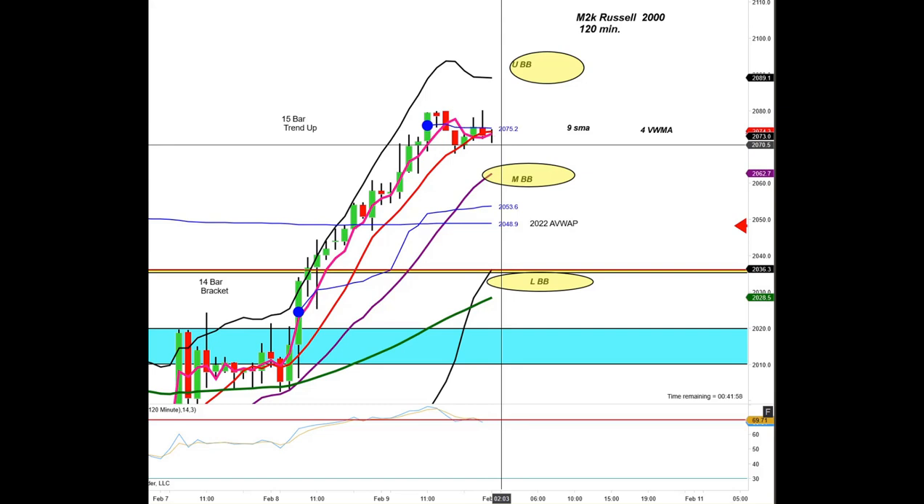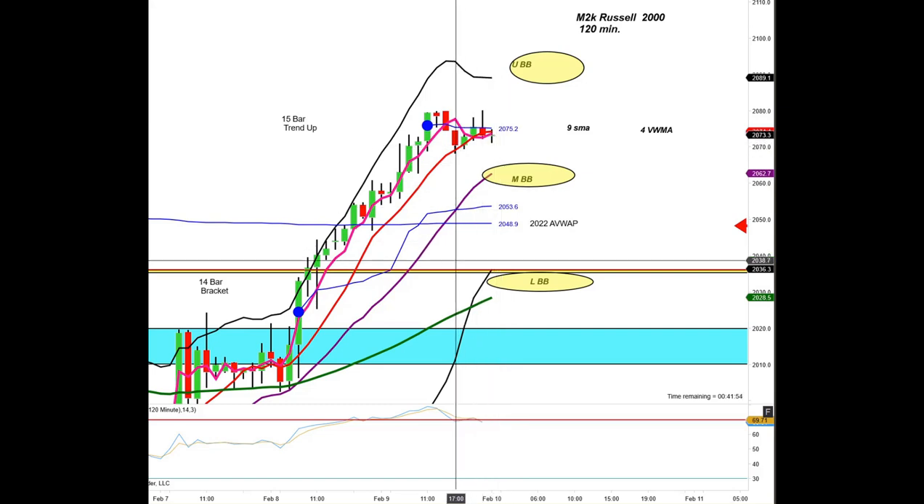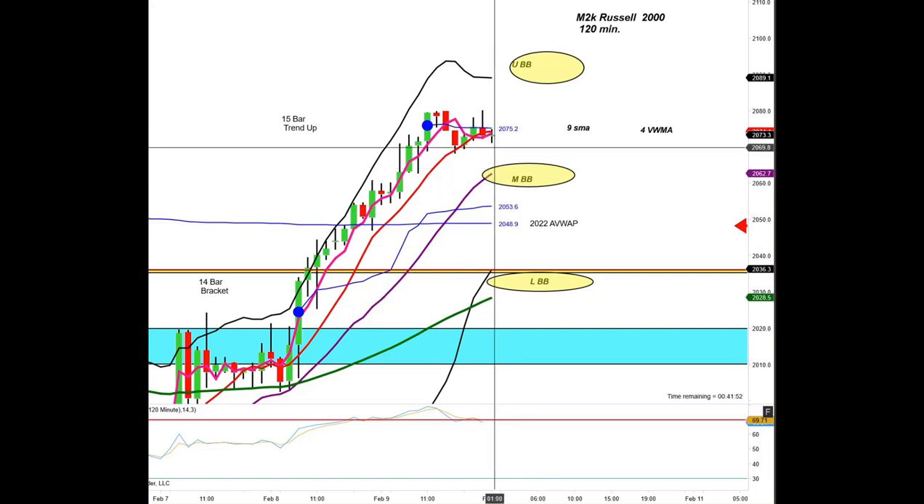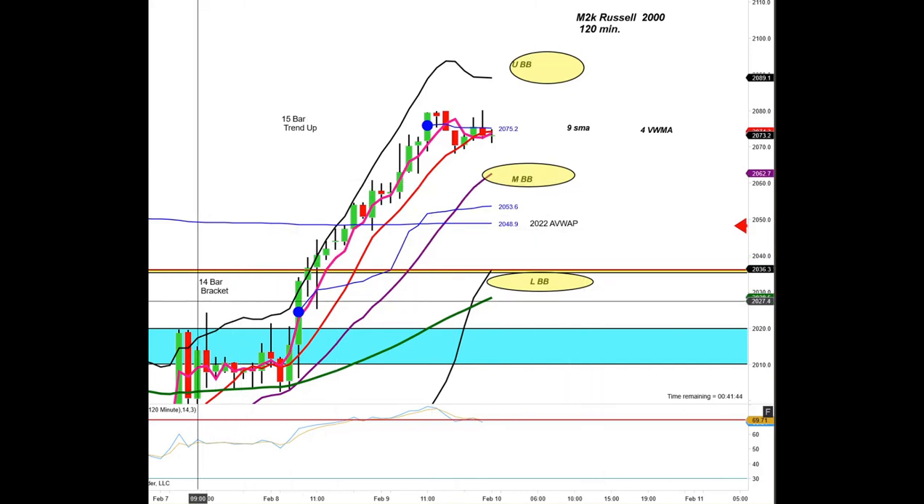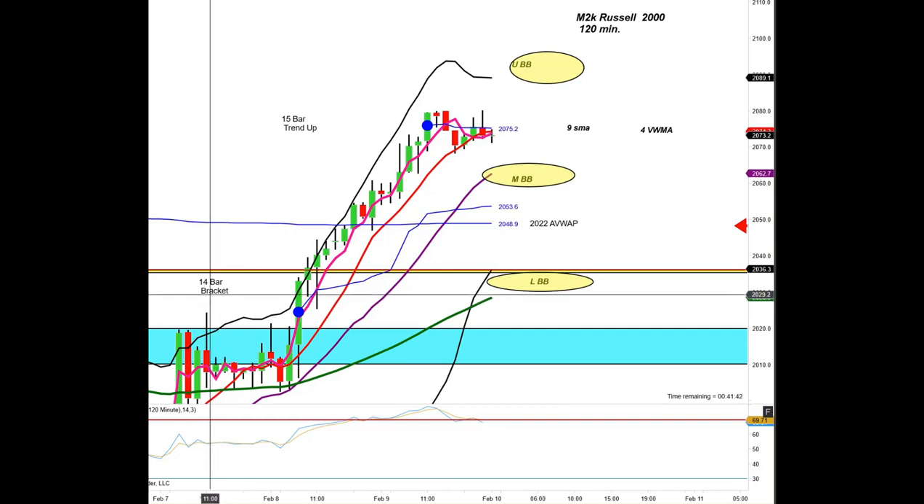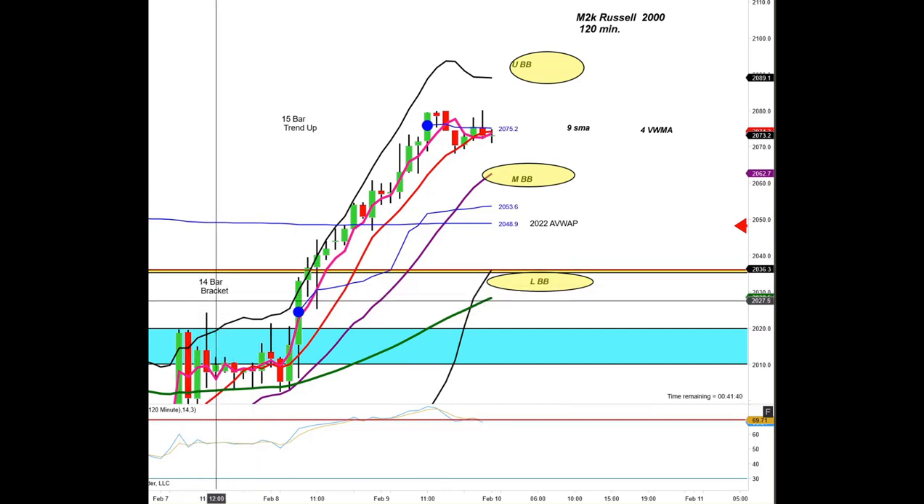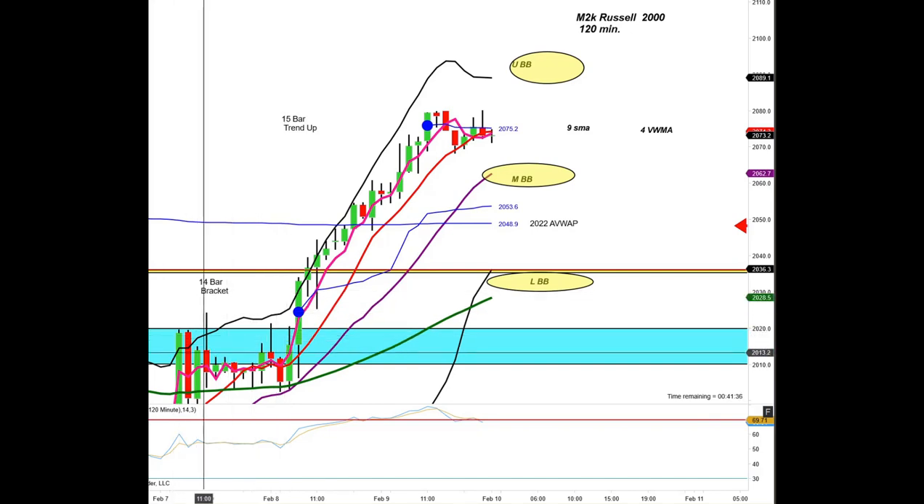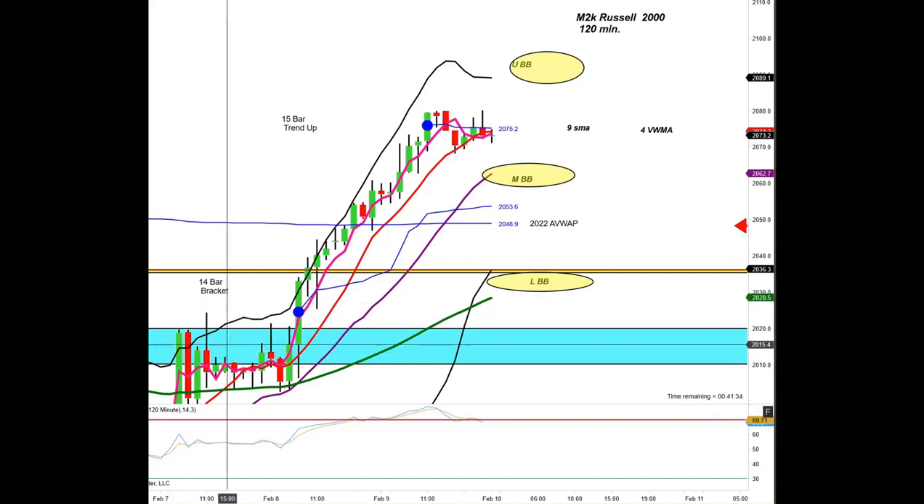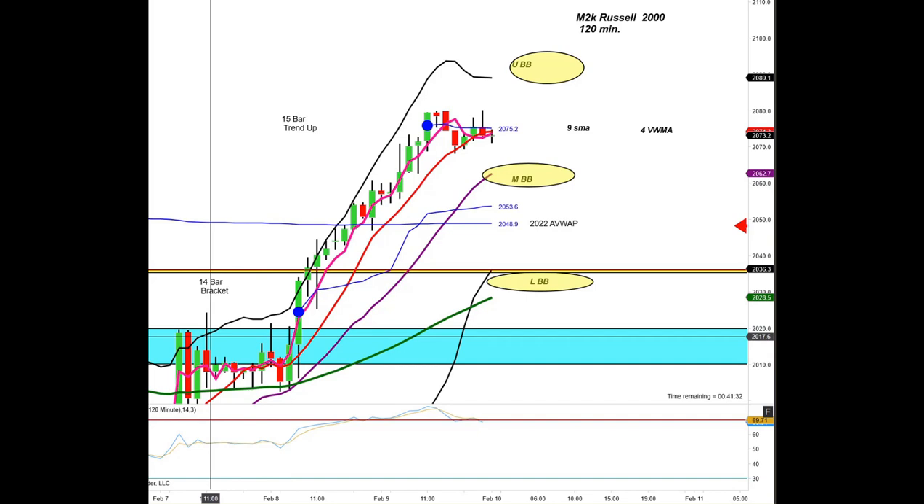So I've got a nice amount of handles between the 81 EMA and current price. So that's number two. And the last one to note is what we've done with price action. If you can see here where I'm highlighting the 14 bar bracket, this was very profitable for me going in and out because we had a bracket.